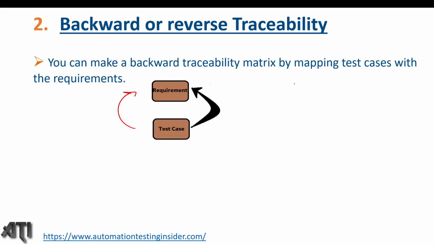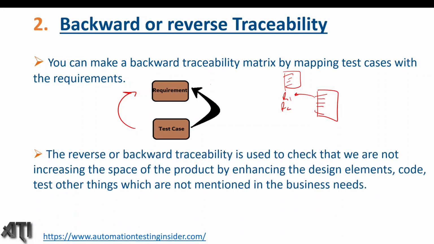So once we got the requirement from the customer, we have written the test cases, now execution is done. Now from the execution we'll map to the requirements, correct? And this is usually done when there is no scope of changing the requirement in the application.